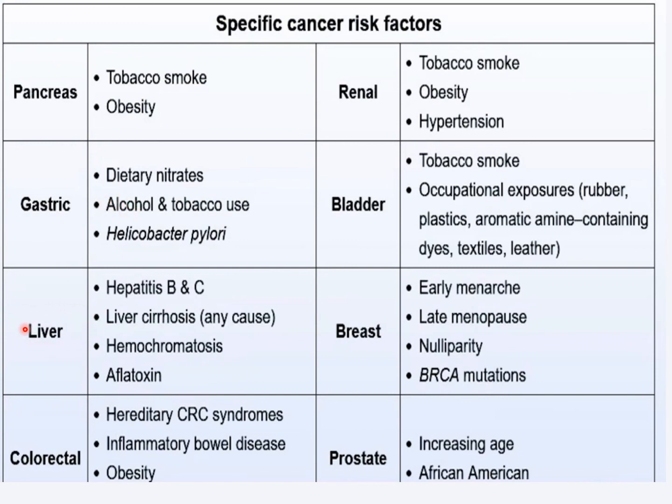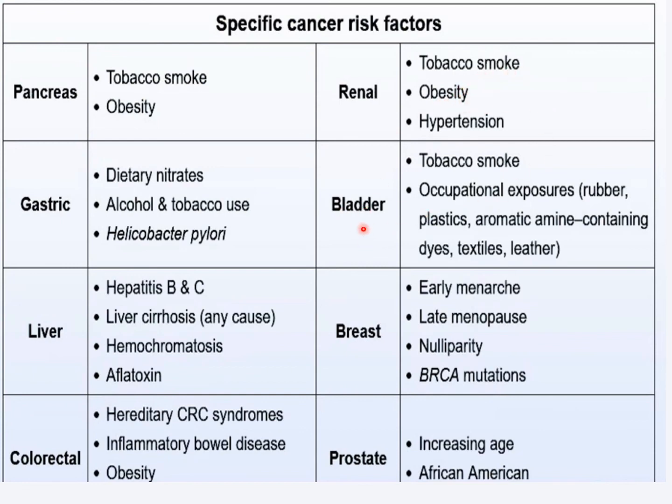And then after that, we have liver tumor, also associated with hepatitis B and C, liver cirrhosis for any cause, hemochromatosis, which is accumulation of iron in the liver, and aflatoxins found in the ground nuts. Colorectal cancer risk factors are different hereditary syndromes, and inflammatory bowel disease, obesity. Then what about renal? Renal risk factors for cancer are tobacco smoking, obesity, and hypertension.